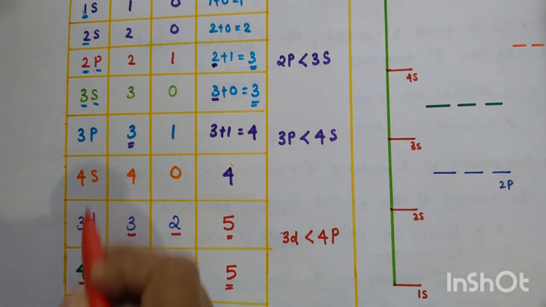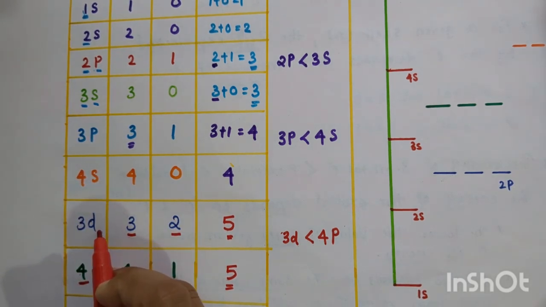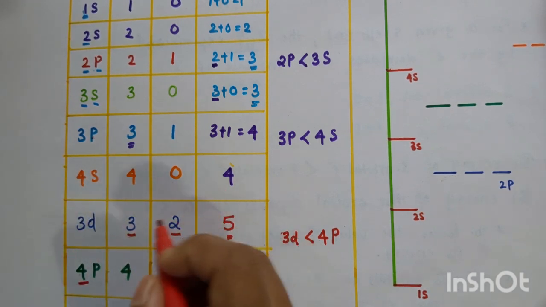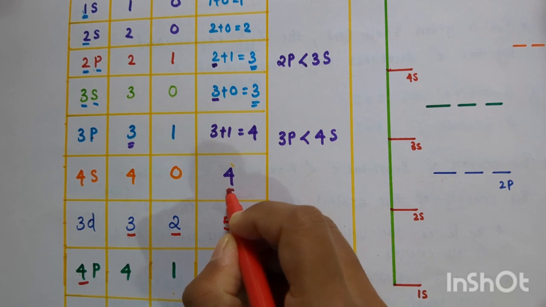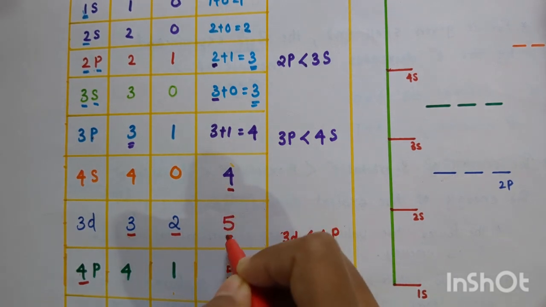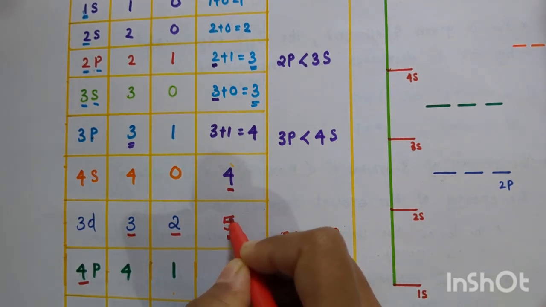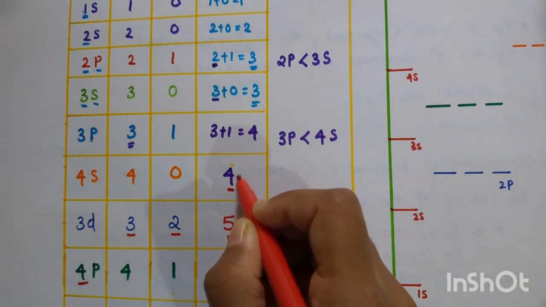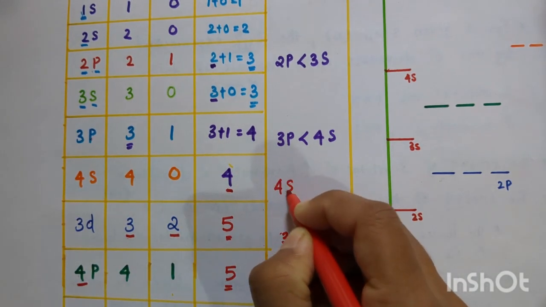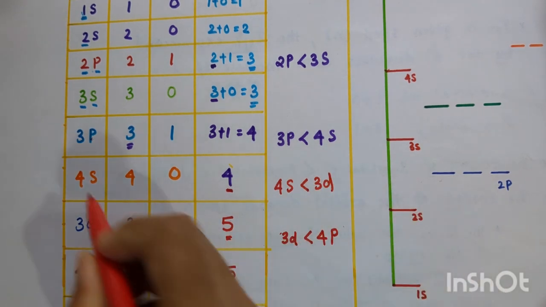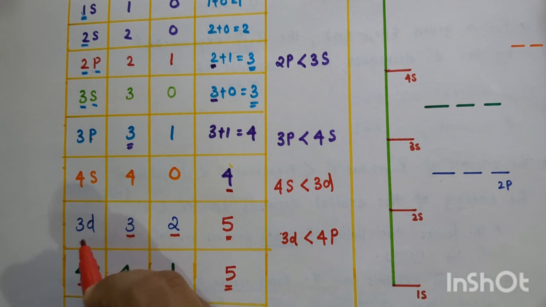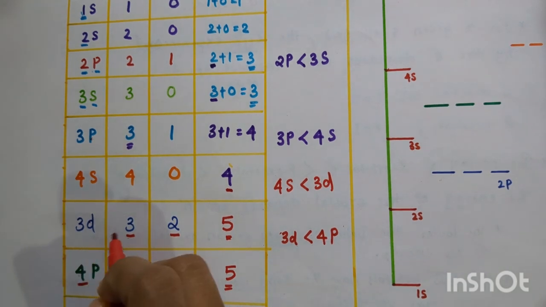Okay, and when you compare 4s and 3d, see, after 3p I have written it as 4s. Why? Because when you compare 4s and 3d, n plus L value is 4 for 4s, n plus L value is 5 for 3d. So the one with lower n plus L value will have lower energy. So 4s will have lower energy than 3d. So that is why 4s is written here, and after that only 3d is written here. Okay, so I hope you got an idea about the n plus L rule.